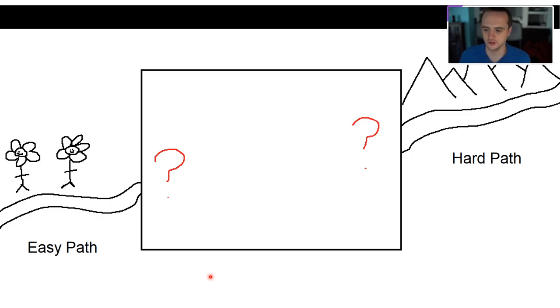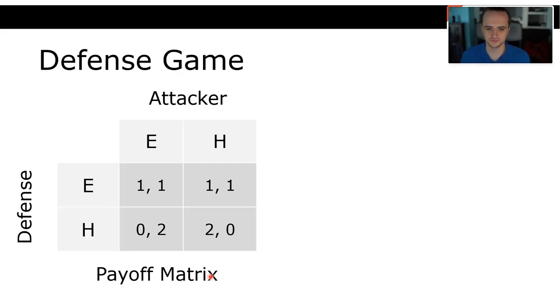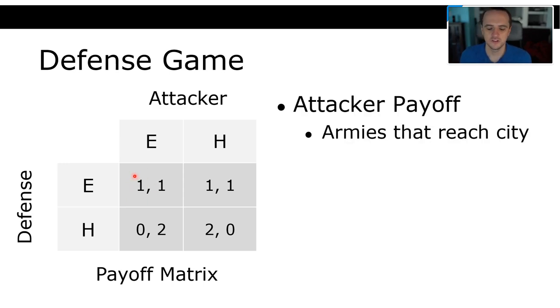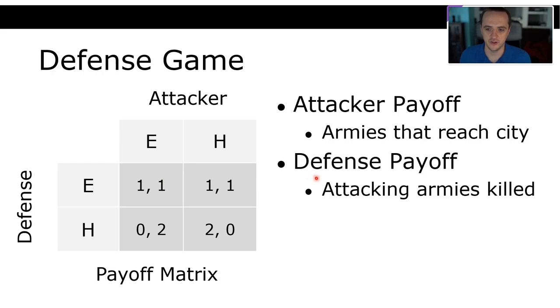Okay, so let's have a look. A bunch of people saying easy. So you guys must know game theory. Here's the payoff matrix for this game. If the defender chooses easy, and the attacker chooses easy, well, they're going to meet at the same place, right? So the rule is, if they both meet at the same place, then the defender is going to kill one army of the attacker. So the attacker payoff here, the number on the right, is the number of armies that reach the city. And the defender payoff is the number of attacking armies killed.